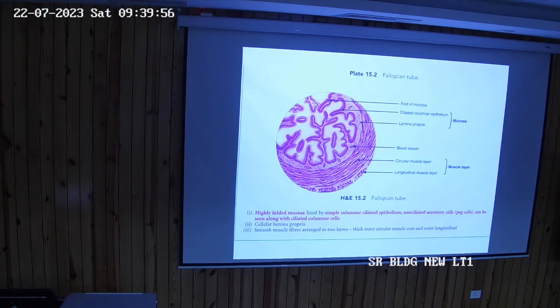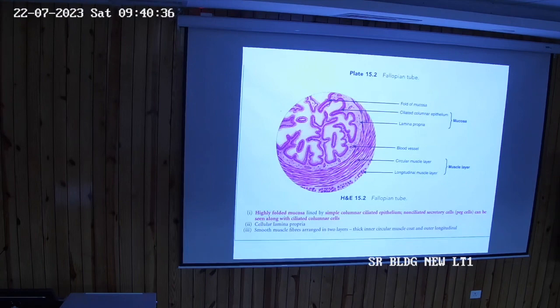So when we see the transverse section of the fallopian tube, it is showing a large number of folds. The tube wall has three coverings. Innermost is the mucosa, then muscle coat, and serosa. Serosa is mesothelium, lined by squamous epithelial cells. Muscular coat is inner circular and outer longitudinal. The mucosa is very much folded and it is lined by columnar cells.